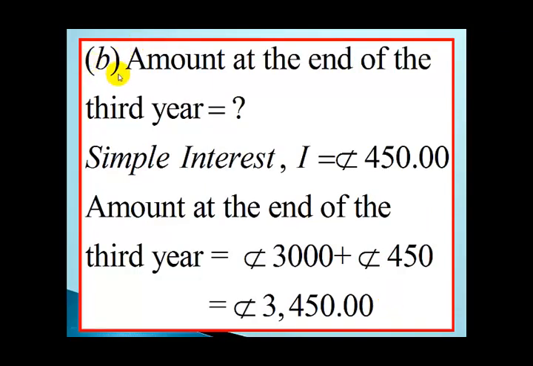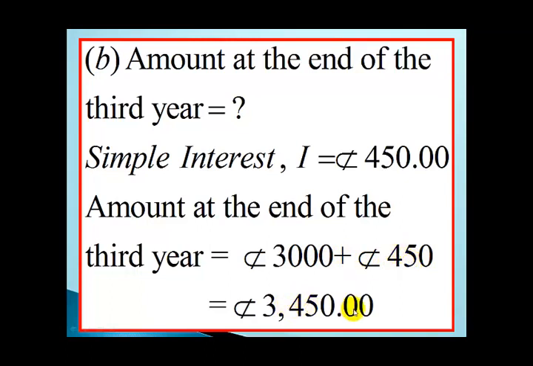Now B, we are supposed to find the amount at the end of the 3rd year. Take note that from our calculation, the simple interest I equals 450 cedis. So the amount at the end of the 3rd year will be equal to the principal plus the simple interest, that is 450 cedis. So 3,000 cedis plus 450 cedis is equal to 3,450 cedis.